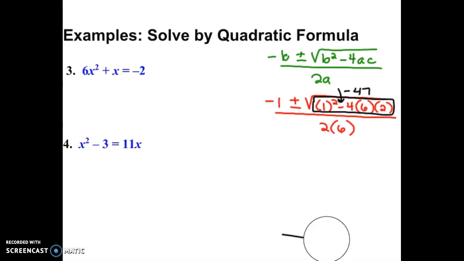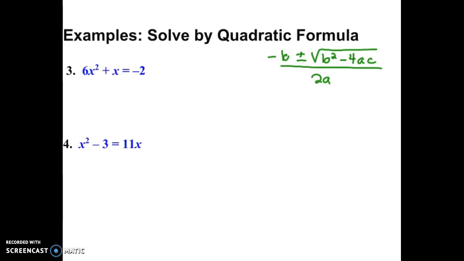Our second problem up here is similar in the fact that I got to move stuff. So 11x is going to become negative 11x on the other side. Normally you see stuff with x in the middle. So this is how you would want to rewrite it. If I have it rewritten like that, a ends up being the number in front of x squared, which is 1. B is the number in front of x, and c is the number by itself. So those are the numbers I'm going to fill in for a, b, and c.